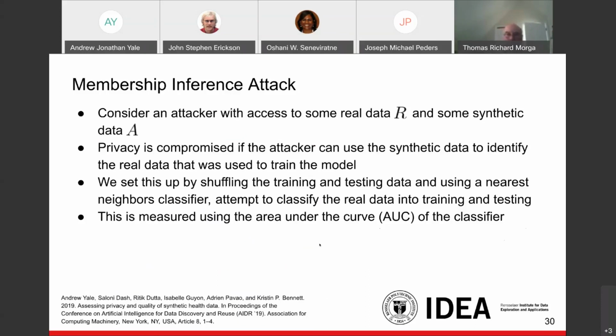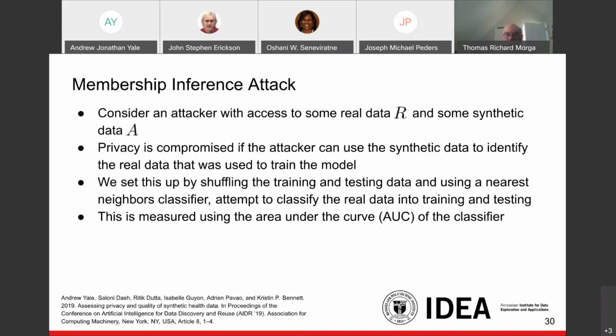Or sorry, not which was real and which was synthetic. Whether it can use the synthetic data to identify the training versus the testing is what we're using, because we have two sets of real data, and if somebody can figure out which the training data is and which the testing data is, then we're overfitting to the training data, basically.